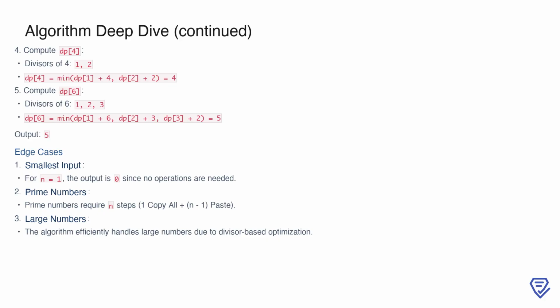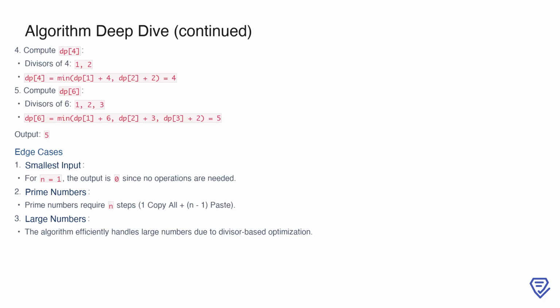The computations give dp[6] equals min(dp[1] plus 6, dp[2] plus 3, dp[3] plus 2), which equals 5. This shows that the optimal way to reach 6 A's is to first copy all at 2 A's and paste 3 times. The output for n equals 6 is therefore 5.